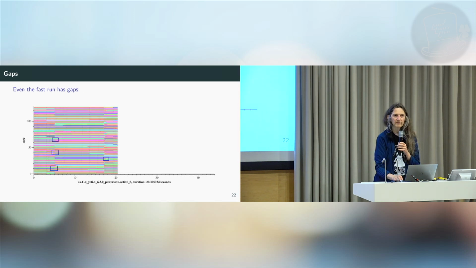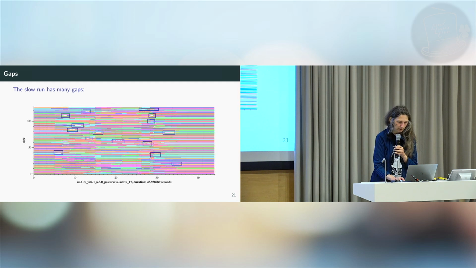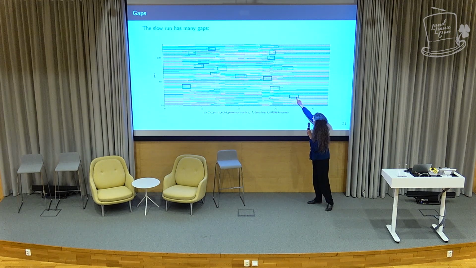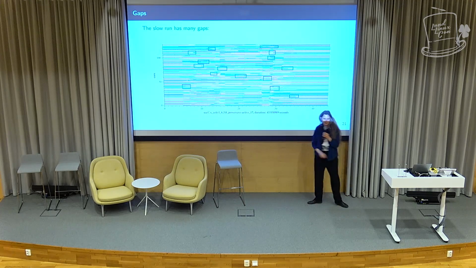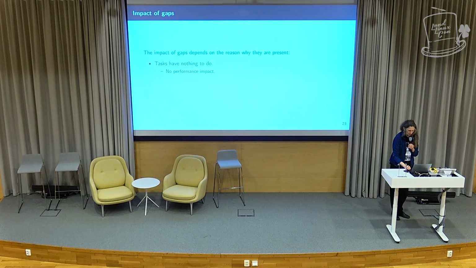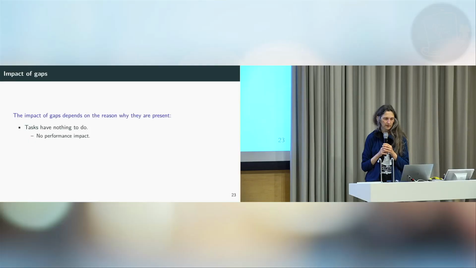Actually, even the fast run has some gaps, but not so many of them, at least not so many that we can see, and they're not as big. If we look at the slow run, some of them, here we're up to multiple seconds of inactivity. So the question is, what about these gaps? What's the impact of them?